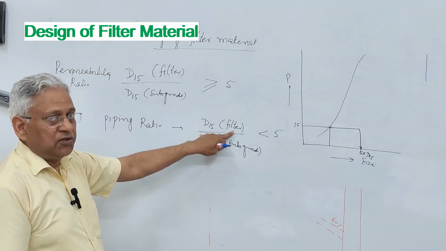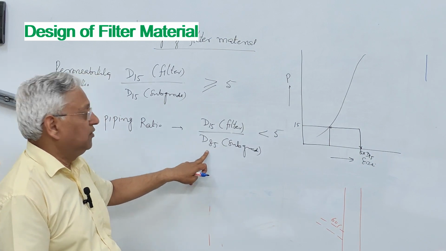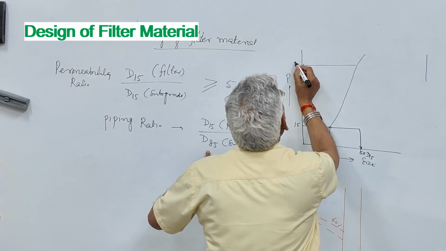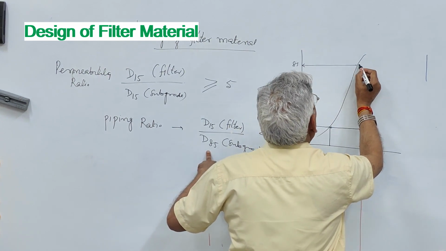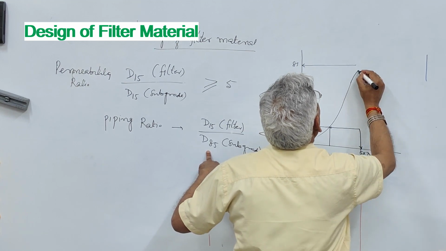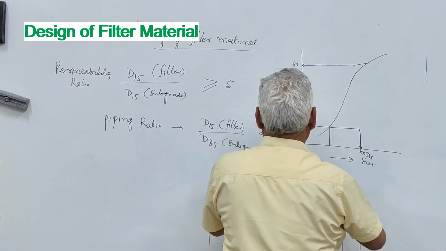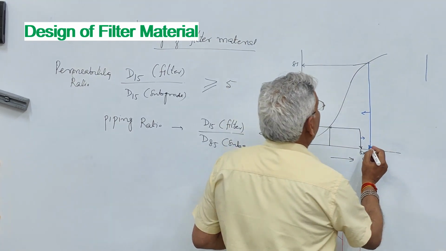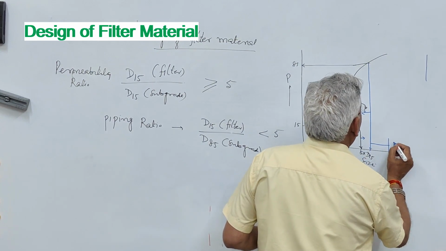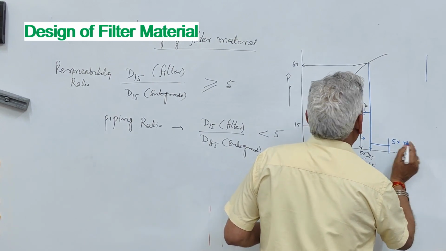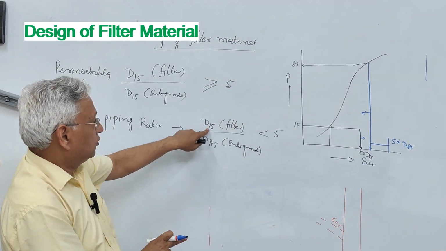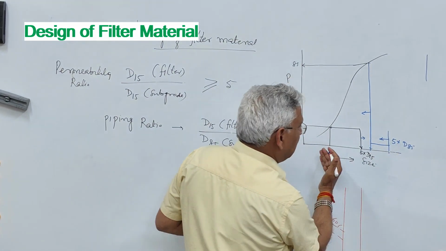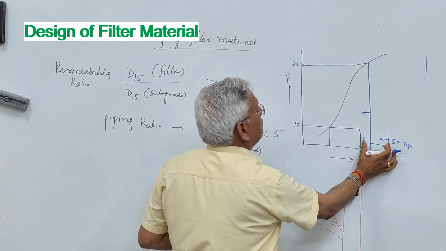And D15 of the filter size should be less than 5 times D85 of the subgrade soil. Now let us say D85 is this size. So this is 85% here and this is the D85 size. Now take 5 times this, let us say this size here, 5 into D85. What this equation says is that D15 of the filter should be less than 5 times this. So your filter size should be within this range, less than that, more than that.